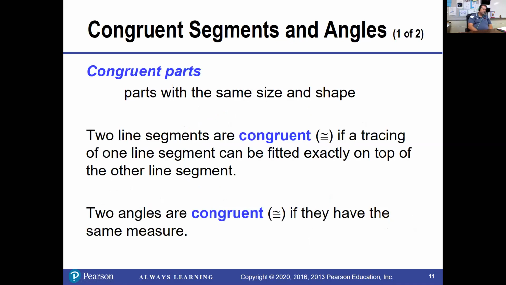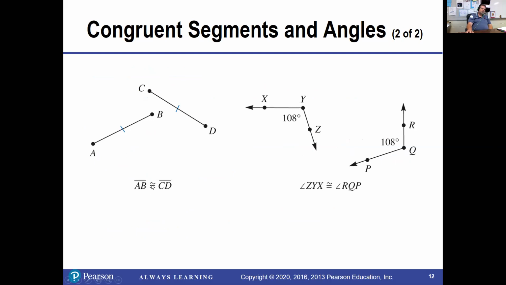All right, congruent parts. Parts of the same size and shape. That's important. Things that are congruent have the same size and the same shape. Two line segments are congruent if the tracing of one line segment can be fitted exactly on top. Two angles are congruent if they have the same measurement, same degrees, same size. All right, so here we have the symbol. This is saying the segment AB is congruent to the segment CD. Here's CD and here's AB. So this is called a congruent mark.